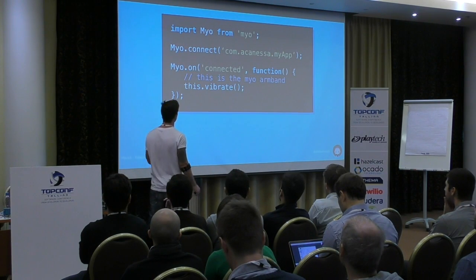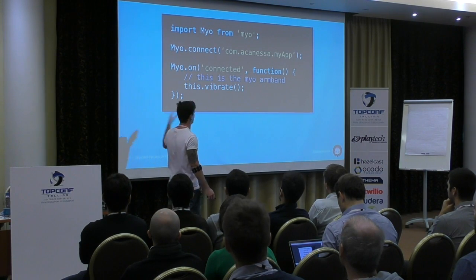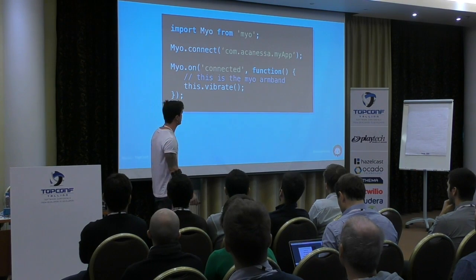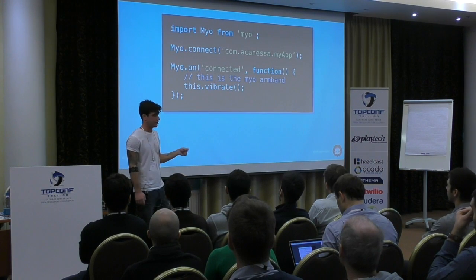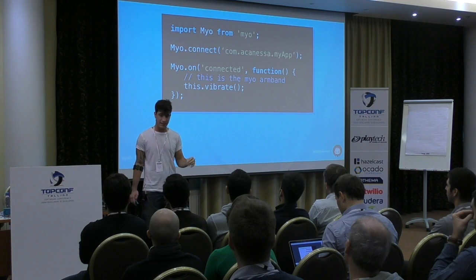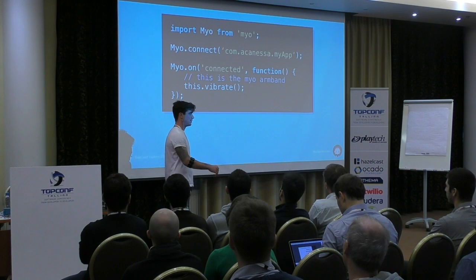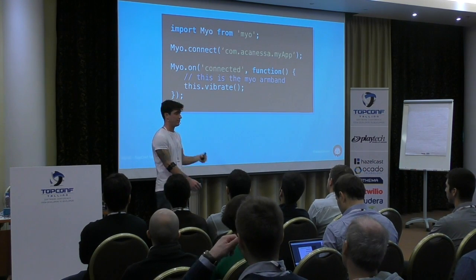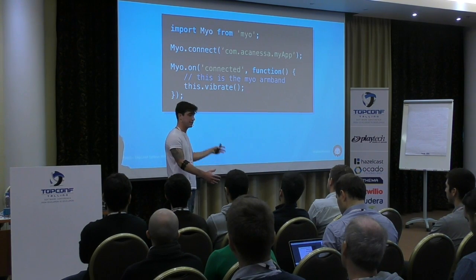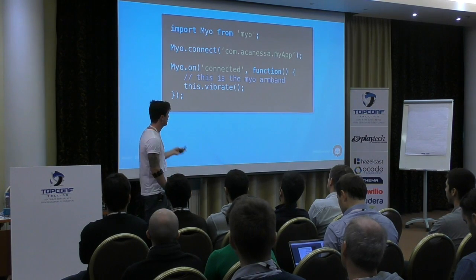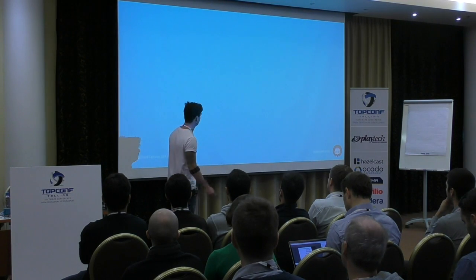Then you do Myo.connect with the name of the application, which has to follow a pattern, like com.whatever.whatever. In my case, com.alexcanessa.myapp. Then Myo.onConnected, a function. Myo works with events. Everything in Myo is an event. Every time you perform a gesture or move your arm, Myo sends an event in JSON through the WebSocket to your application, which you can collect and handle with a callback.